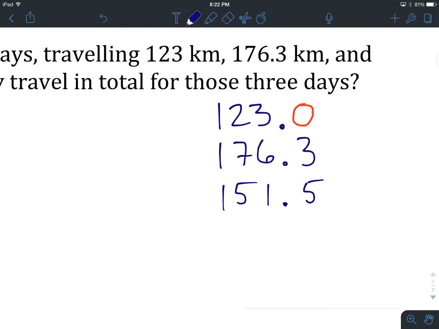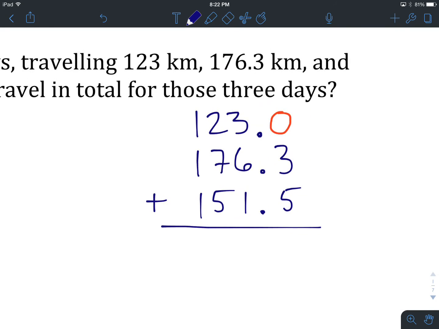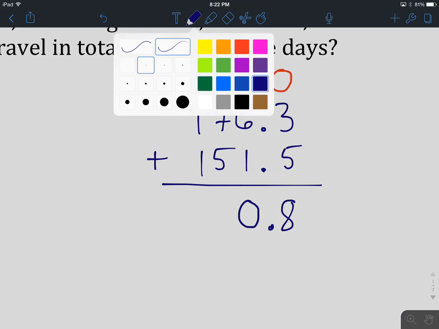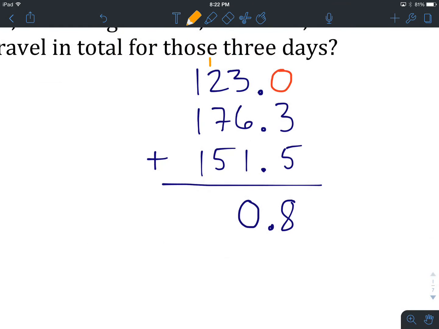And now we're going to add these up to see how far the Martins continued to travel. So now we're going to be adding. We're going to start with the rightmost column, tenths. We have 0 plus 3 plus 5 gives us 8. There's our decimal. We move to the ones column. 3 and 6 is 9, plus 1 is 10. So there's the 0 of our 10. And there is the carried 1 over into the tens place value.